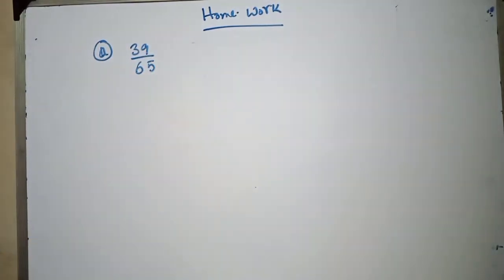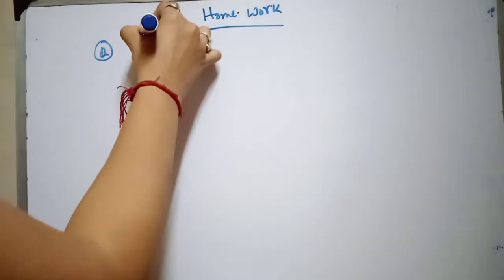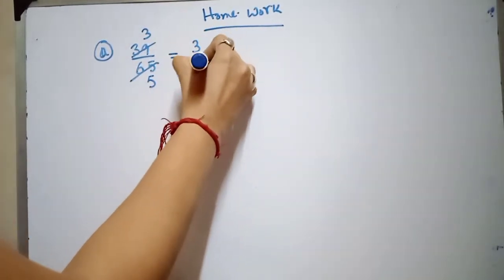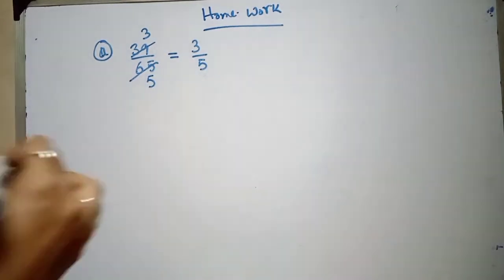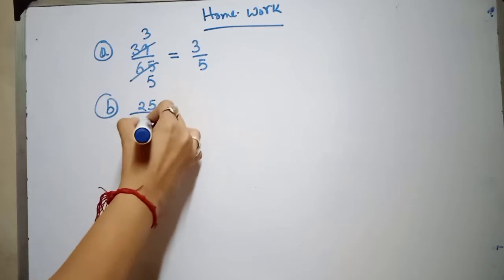As I can see, 39 and 65 can only be divided by 13. So by dividing by 13, 13 3s are 39, 13 5s are 65. So this will be 3 by 5. This is my answer.